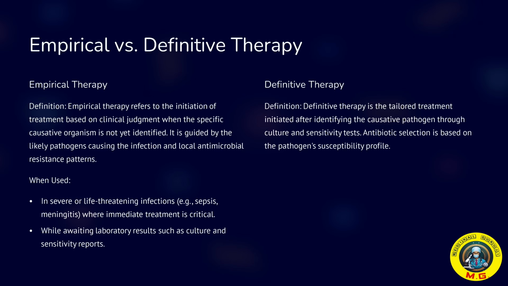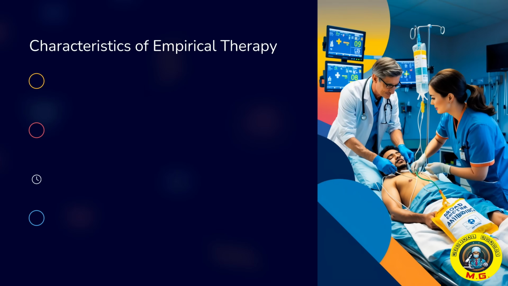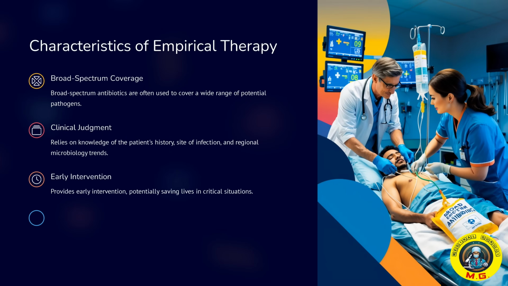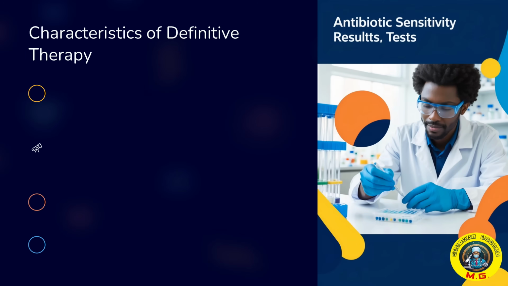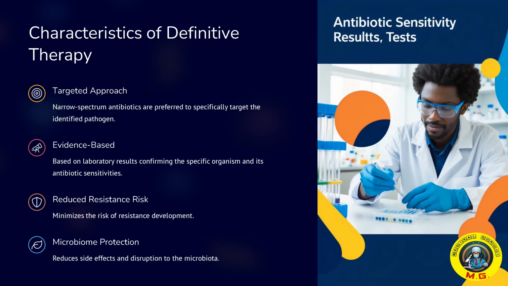It is used once laboratory results confirm the specific organism and its antibiotic sensitivities, and to de-escalate from broad spectrum empirical therapy to targeted therapy. Then the characteristics: narrow spectrum antibiotics are preferred to specifically target the identified pathogen, and this also reduces unnecessary exposure to broad spectrum agents, which minimizes the risk of resistance development and reduces the side effects and disruption of microbiota. The main disadvantage is delayed initiation if used as the first approach without initial empirical therapy.